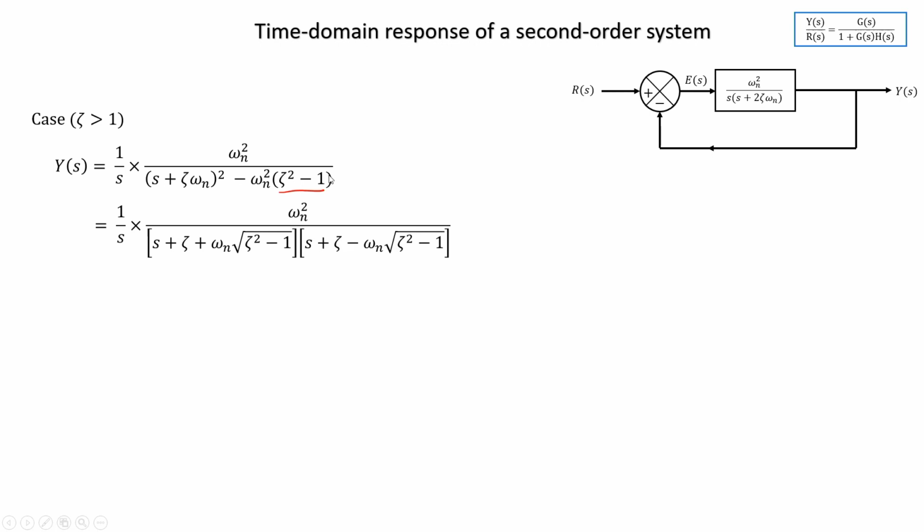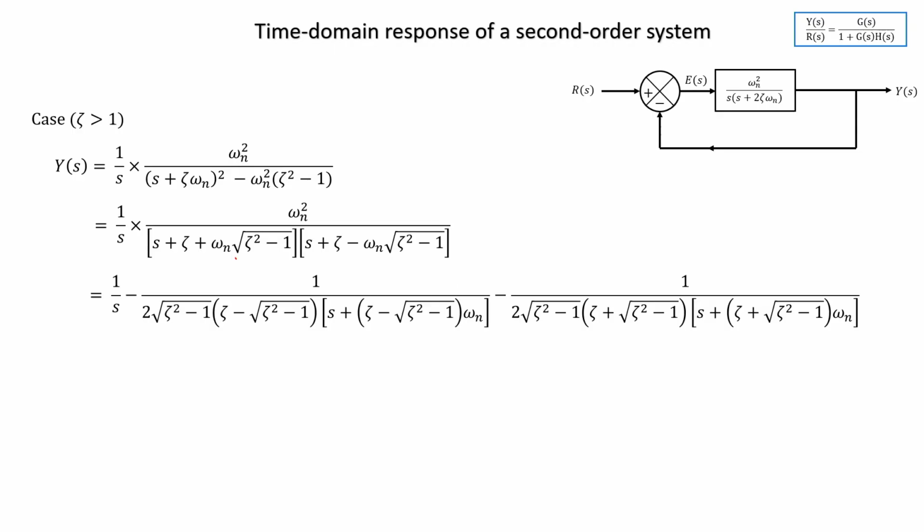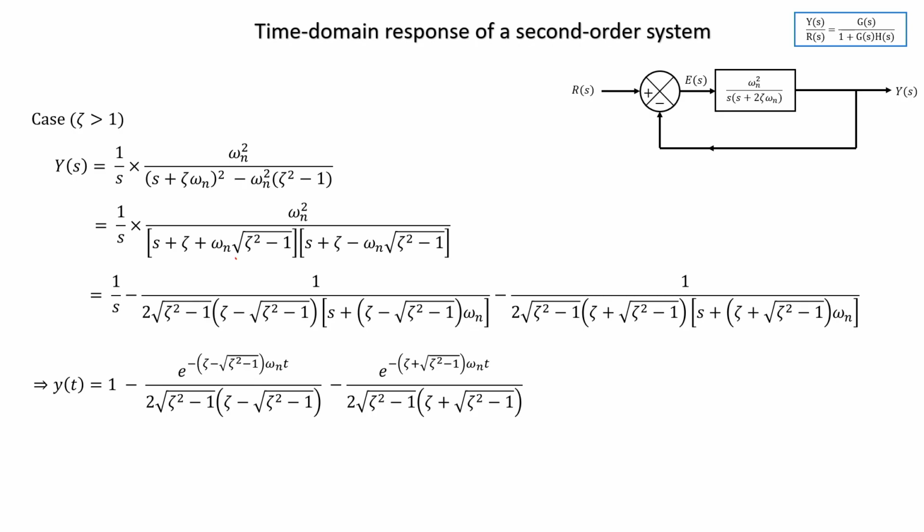I am writing it as zeta square minus 1, because now I will write root over of zeta square minus 1 now that zeta is greater than 1, just to avoid the complex terms. In the previous case I wrote root over 1 minus zeta square to avoid the complex terms. Here also I am doing the same, because zeta is greater than 1. Again, you do not have to remember all these things. This is just basically I am trying to show you what the expression will look like.